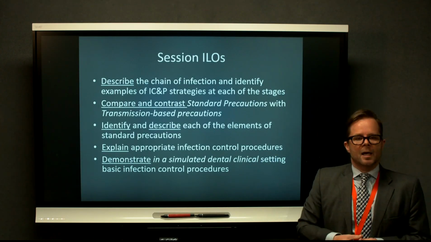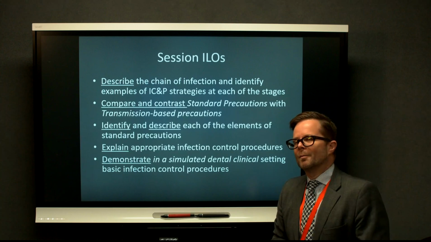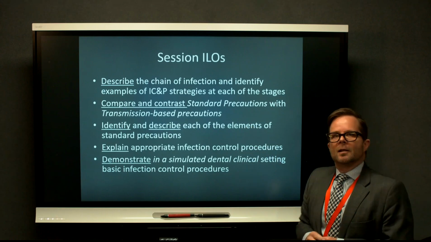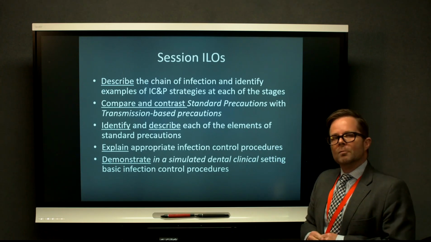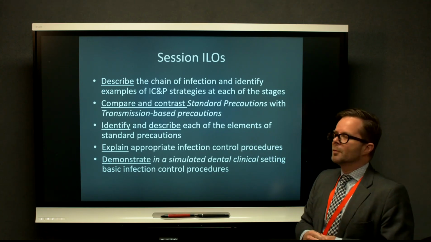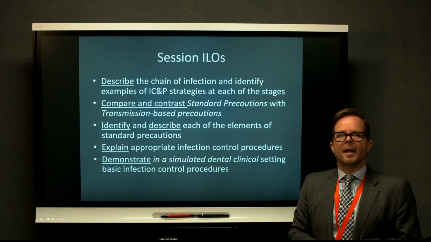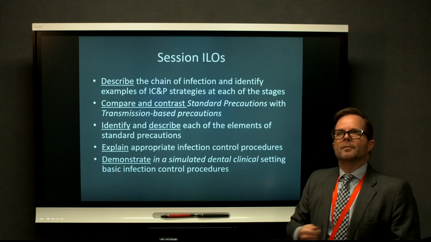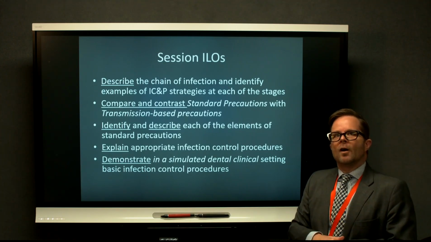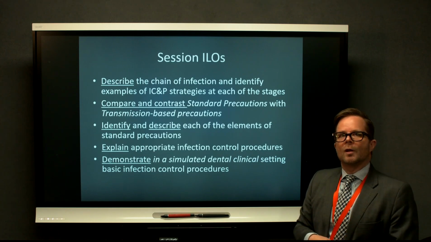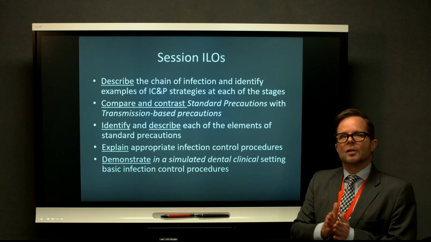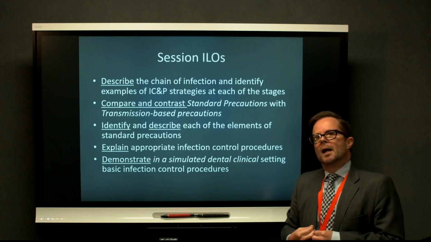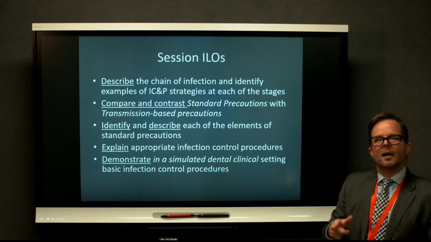For this particular session or week where we look at infection control, there are a number of guiding intended learning outcomes. So at this level, these are the things that we need to be able to do, say, and value. The first is to describe what is called the chain of infection and identify examples of infection control and prevention strategies at each of the stages in the chain, or each of the links in the chain.